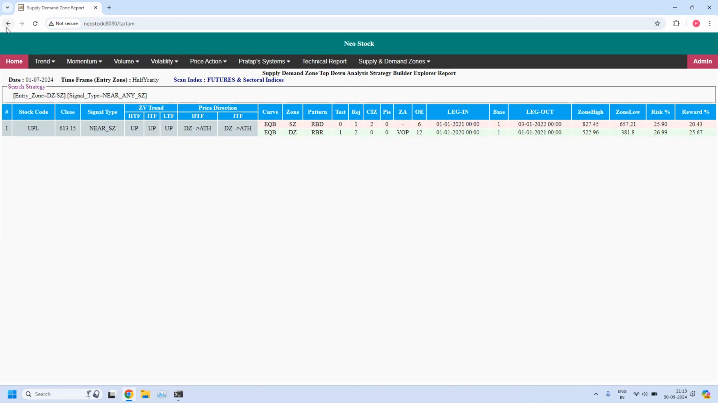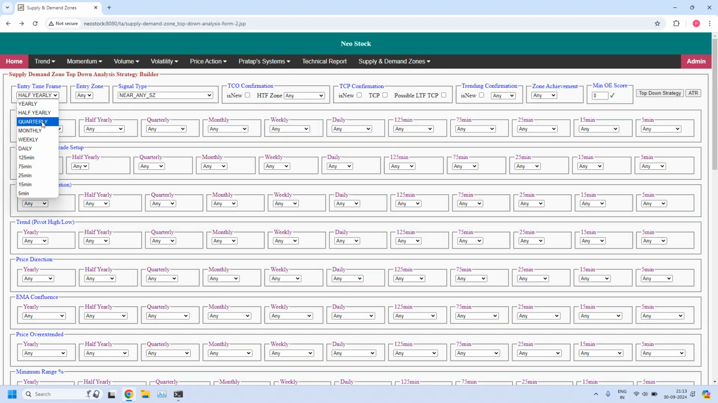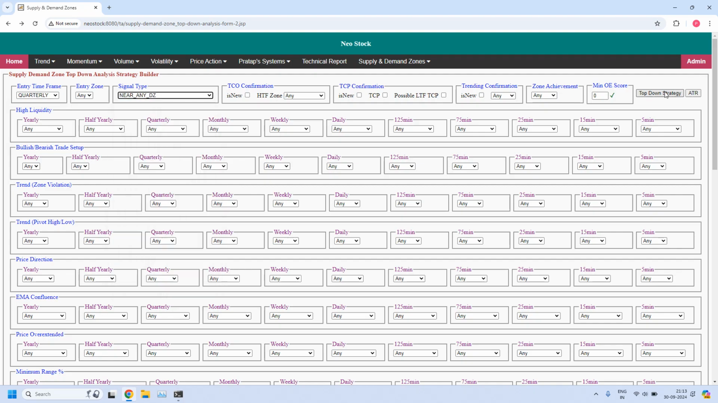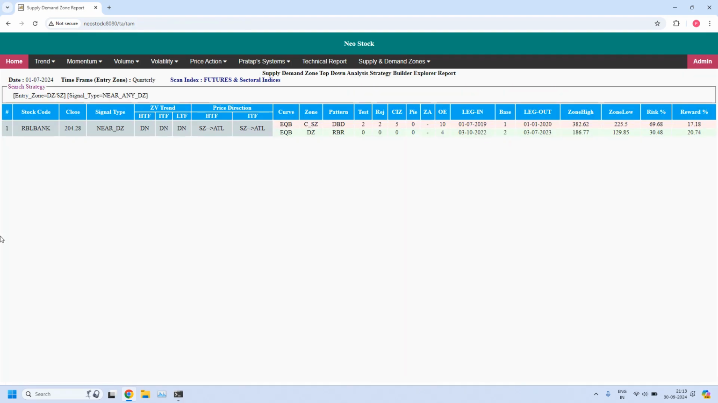The next report, the time frame is quarterly. I am changing the time frame to quarterly, and let us find the stocks near quarterly demand zone. Only one stock is filtered near to the quarterly demand zone.